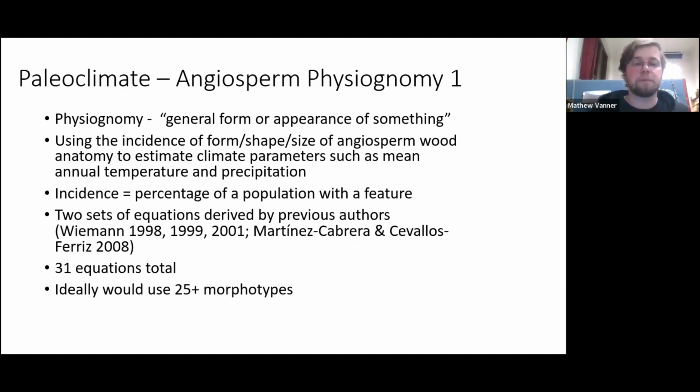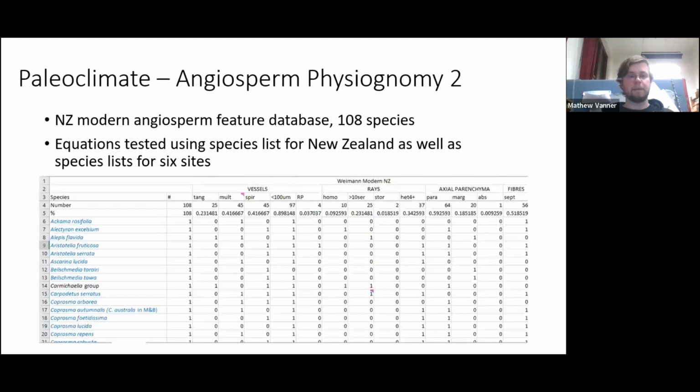Two sets of equations have been derived by previous authors to do this from places elsewhere in the world, the Northern Hemisphere, in America, and also Europe. These are Wheeler and the Martínez-Cabrera and Cevallos-Ferriz equations. Probably messed those names up a lot. I apologize. And in total, there are 31 equations, and ideally, I would use 25 morphotypes from one site. Now, this did not happen, unfortunately.